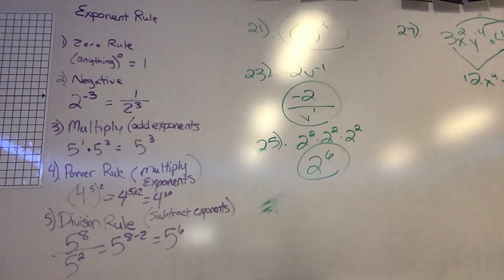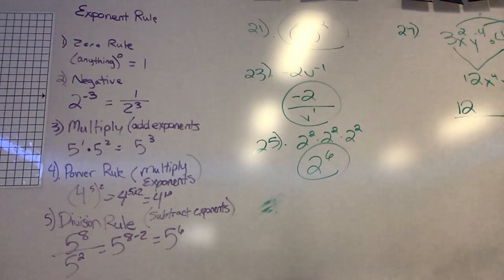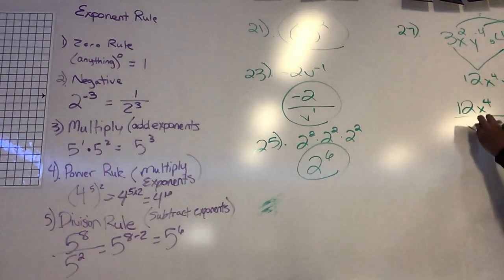Negative 8. Okay, do we have negatives? Yes. Yeah, so we got to move some stuff. Where does the 12 go? Top. X to the 4. Bottom. Top. Y to the negative 8. Bottom, and it becomes a positive.